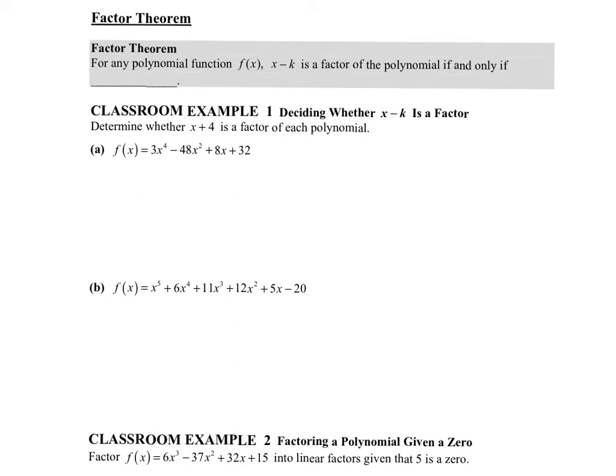Any polynomial function f of x, x minus k is a factor of the polynomial if and only if f of k equals 0. So that means no remainder.